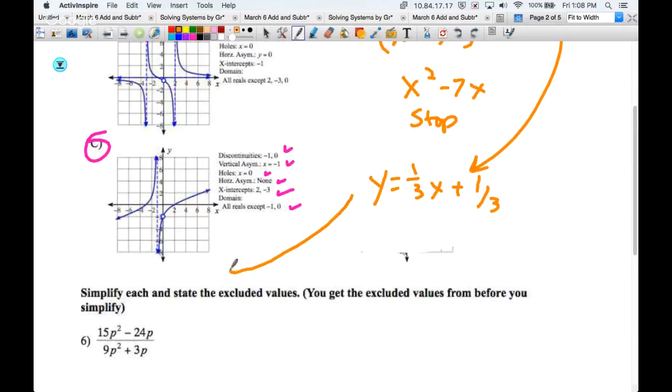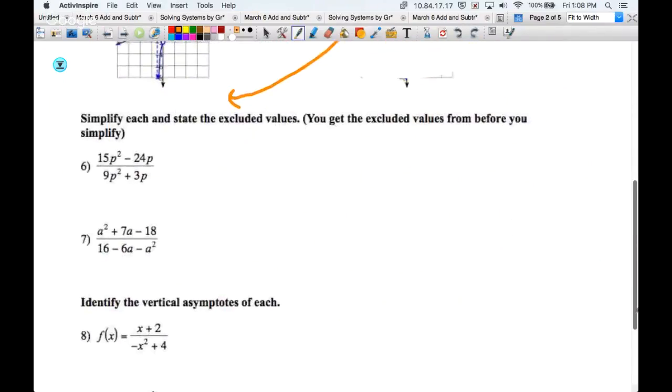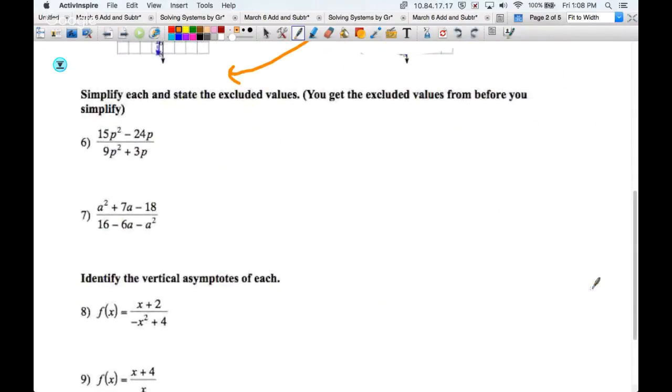And that's supposed to be written below the graph down there. All right. Simplify each and state the excluded values. Another word for excluded values are points of discontinuity. And another word would be holes and vertical asymptotes.